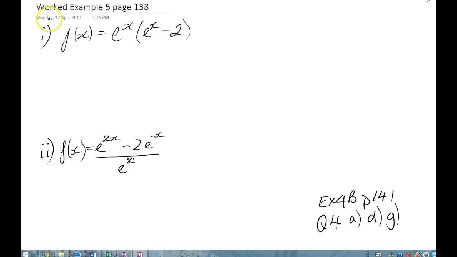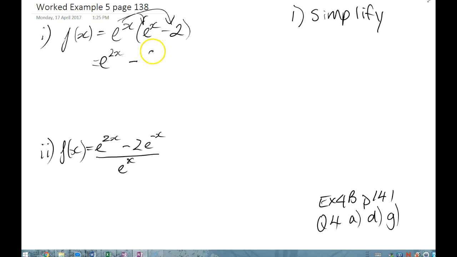For questions like worked example 5 on page 138, often these need a couple of steps to happen. So first of all, you want to simplify the given function. That'll be our first step. So let's go ahead and do this just by simply multiplying out our brackets here. So I'll end up with, equals, and that'll be e to the 2x. So remember, it's x plus x. That gives me 2x. And then it'll be minus 2 times e to the x.